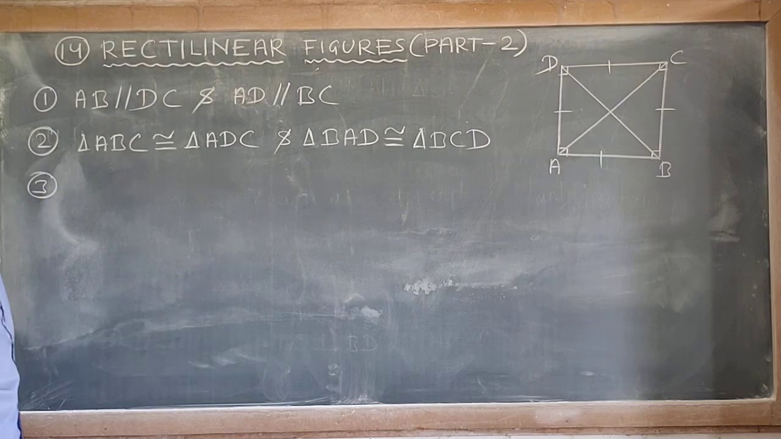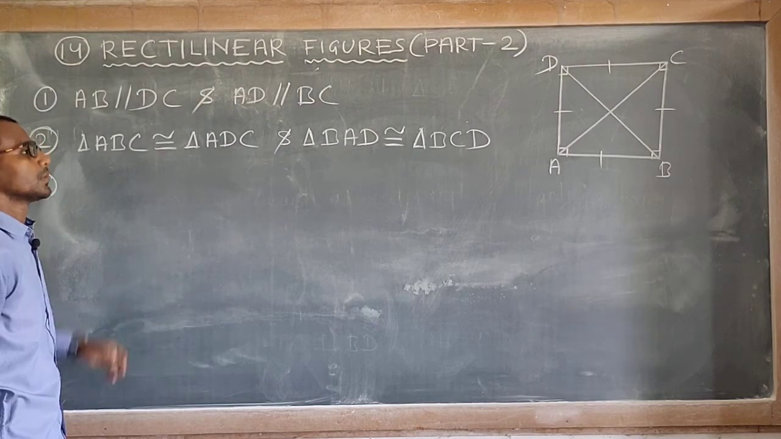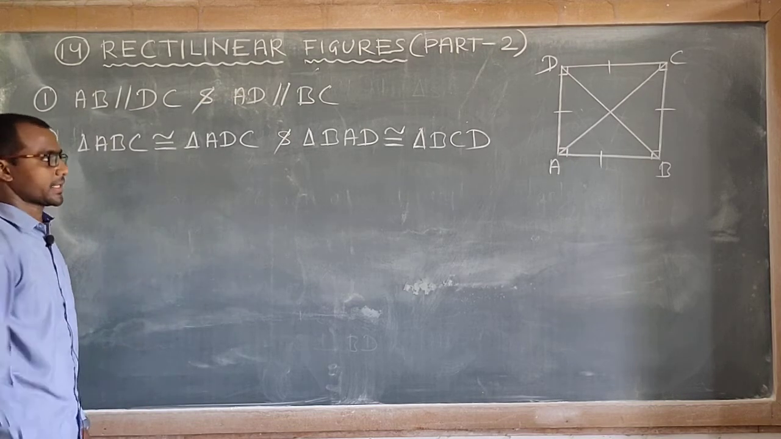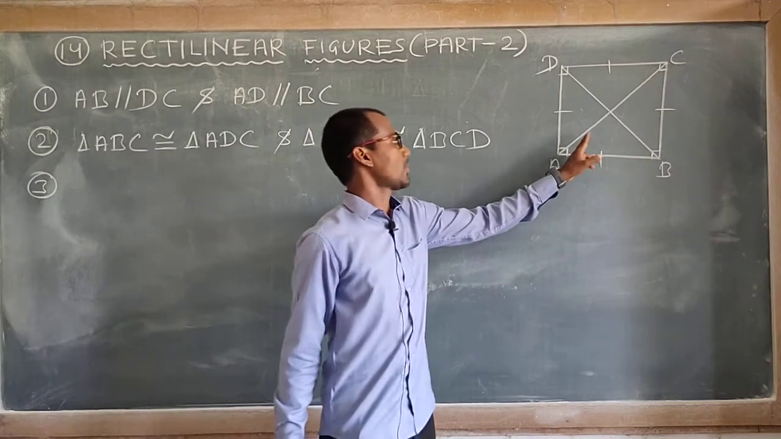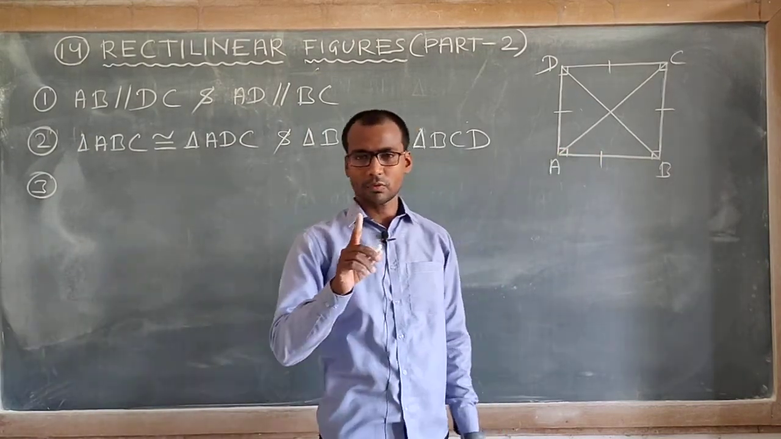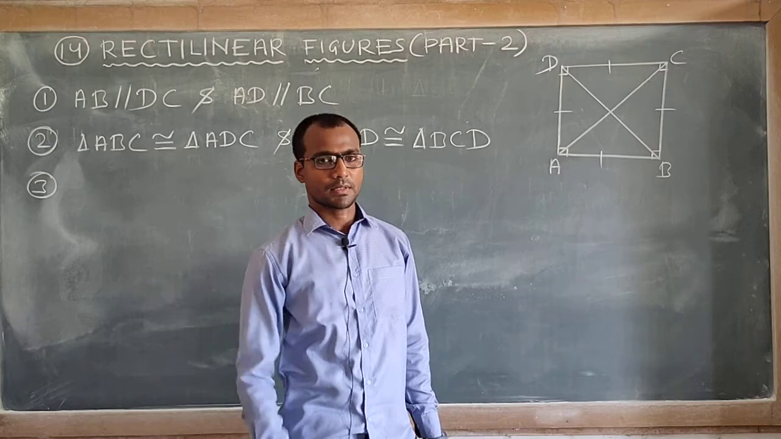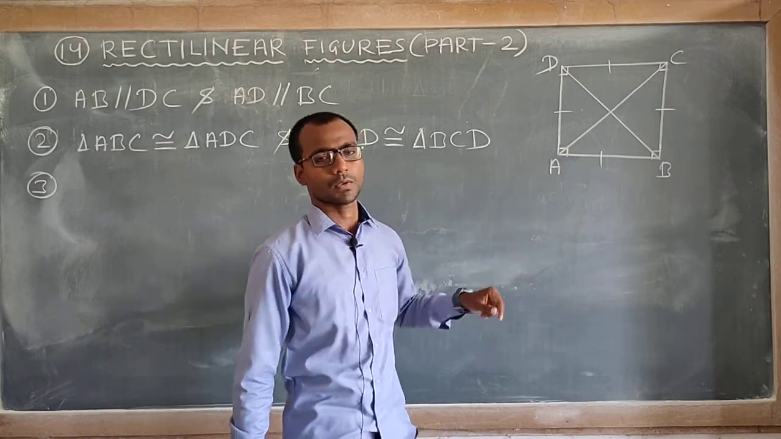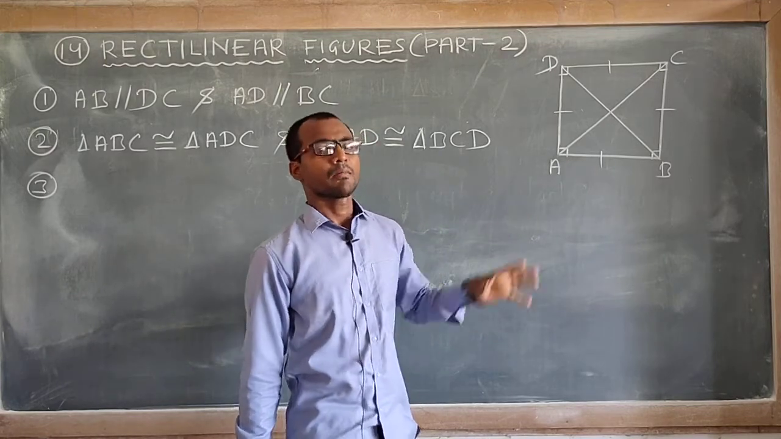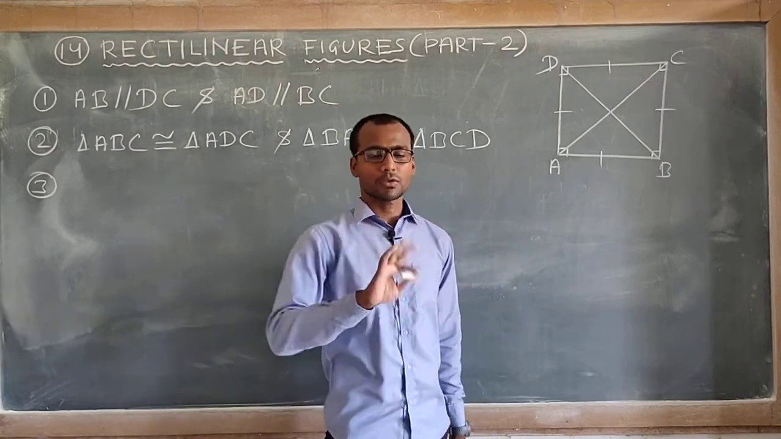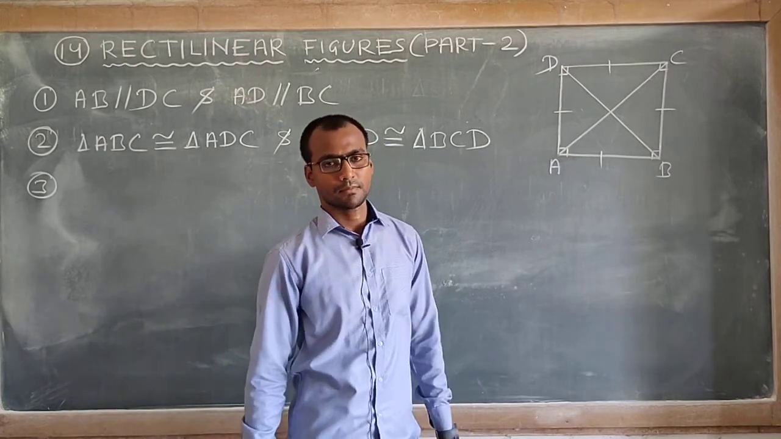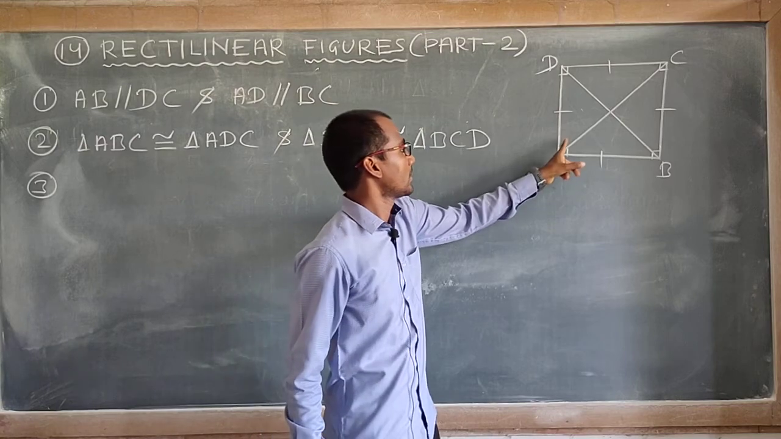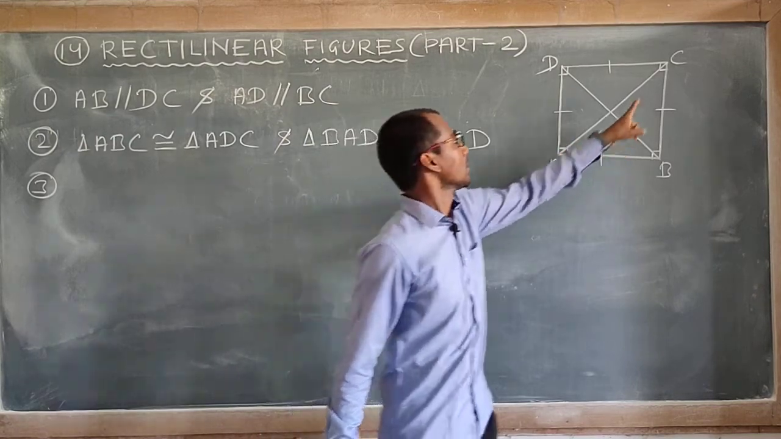Next property, diagonals will bisect the vertex angles. Means AC will bisect angle A and angle C. Just like in case of a rhombus. In case of a rhombus also, diagonals bisect the vertex angles. In case of a square also, the diagonals will bisect the vertex angles. But here we will get the angles. In case of a rhombus, we cannot get any specific angle. Here since the angle is fixed 90 degree, therefore the angles will be 45 degree each.